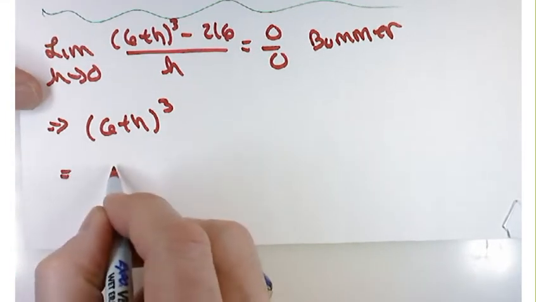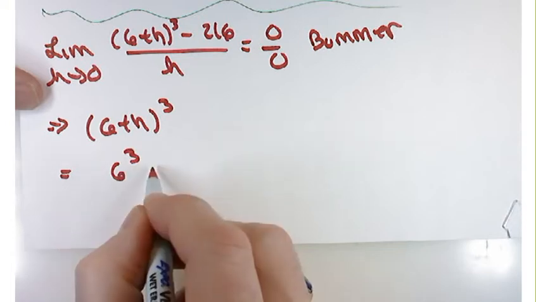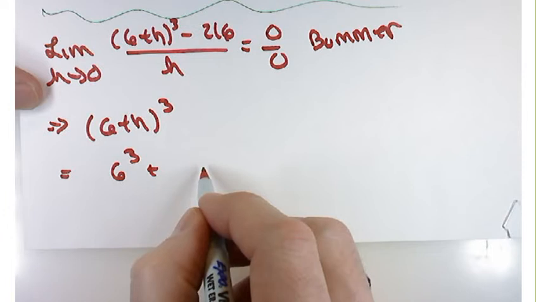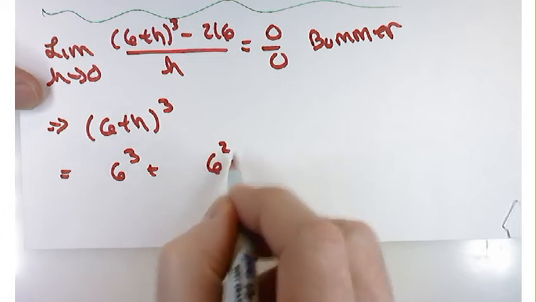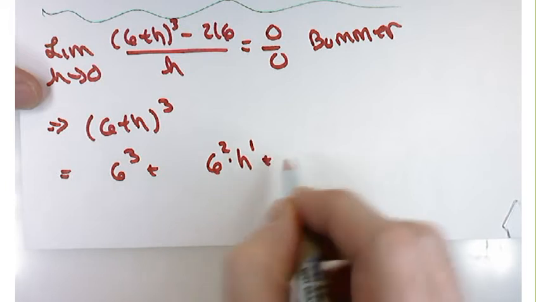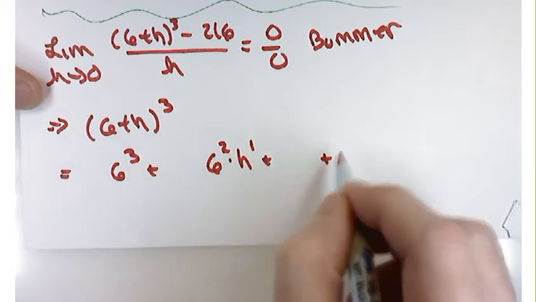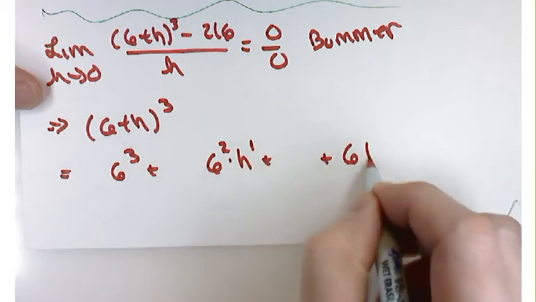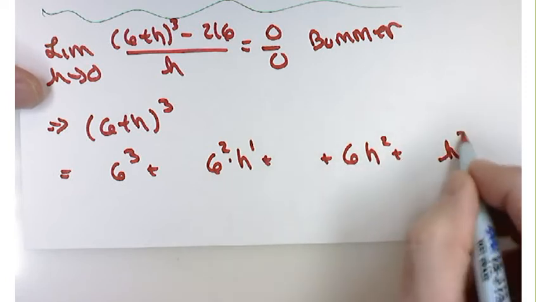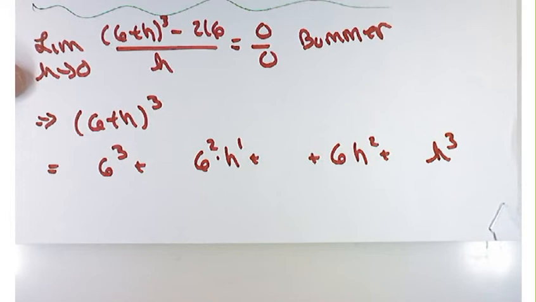So I'll start out with the 6 cubed, plus, and then leave some space here. And that's going to be 6 squared times h to the first power, plus, and again, leave some space. And then 6 times h squared, and finally h cubed. And that's part of it.